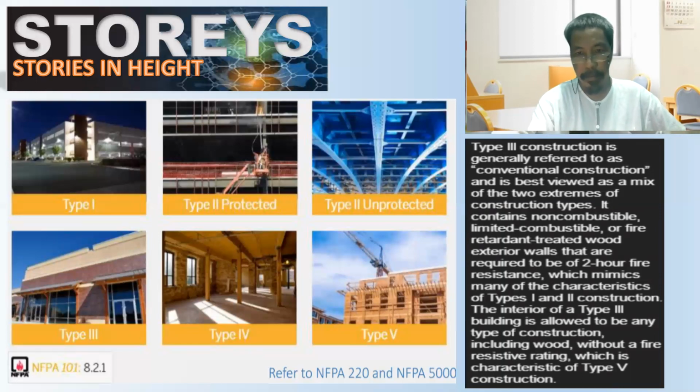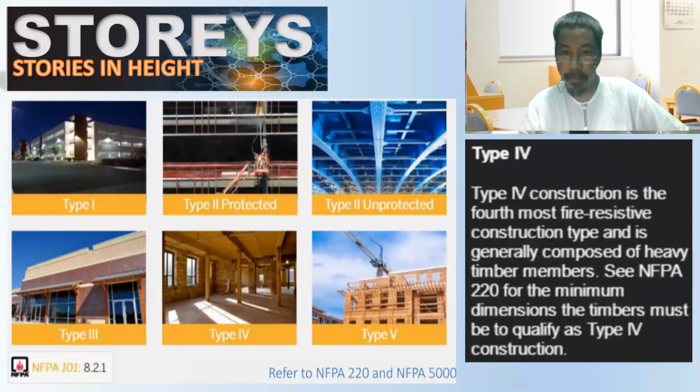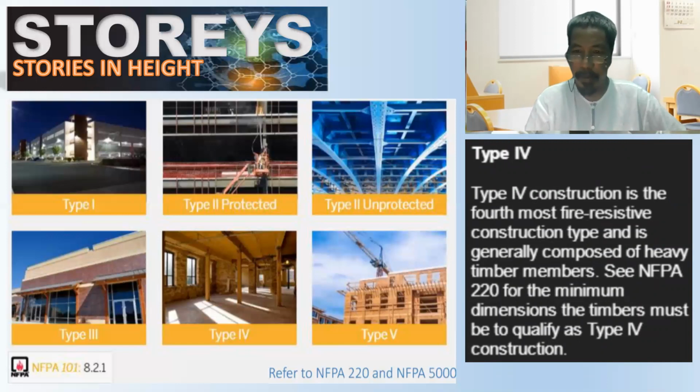Okay? What about Type 4? Type 4 construction is the fourth most fire-resistive construction type and is generally composed of heavy timber members. Fourth most resistive. So Type 1 is the most resistive. See NFPA 220 for the minimum dimensions timbers must have to qualify as Type 4 construction. So there are specific requirements given by NFPA 220 for this type of construction, Type 4.